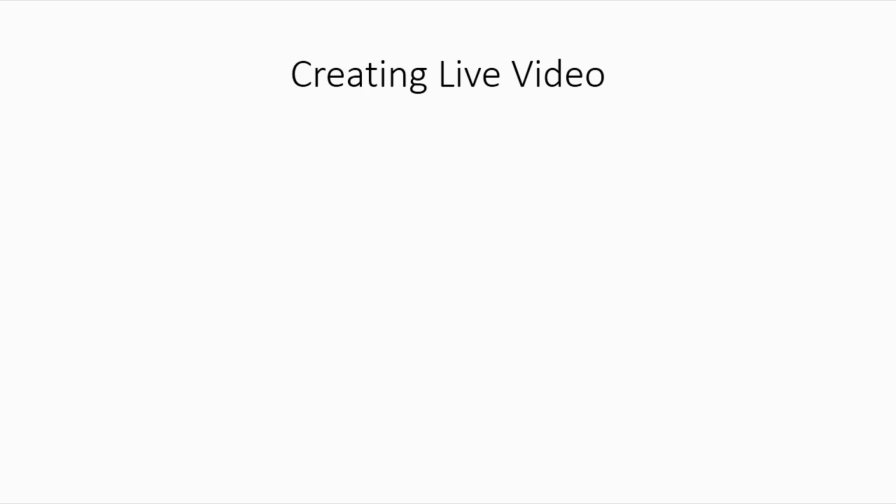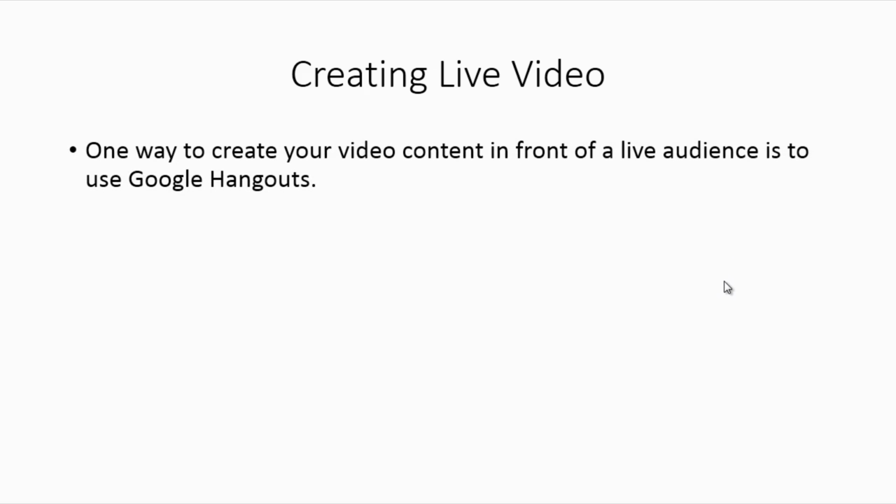Welcome back to Alternative Authority Content, and in this video we are going to be discussing creating live video as your authoritative content. And this is just another way of you being able to use the video medium in order to communicate valuable information to your subscribers, your followers, your tribe, or anyone else that will eventually become your buyer. And one of the best ways to do that, to create video in front of a live audience, is to use Google Hangouts.